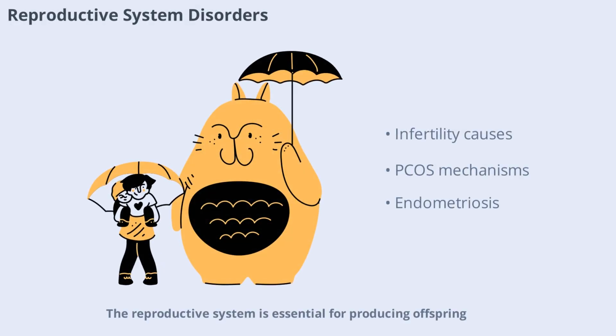The reproductive system is essential for producing offspring. Pathophysiological processes like hormonal imbalances, infections, and structural abnormalities can cause infertility, polycystic ovary syndrome (PCOS), and endometriosis. Infertility may result from problems with hormone production or reproductive organs. PCOS involves hormonal and metabolic changes, while endometriosis is the growth of uterine tissue outside the uterus. Each condition has unique challenges and treatment options.